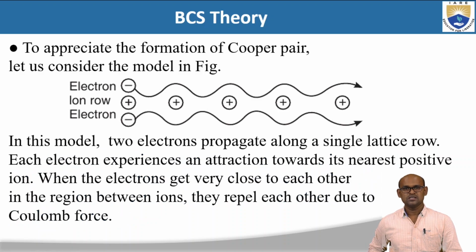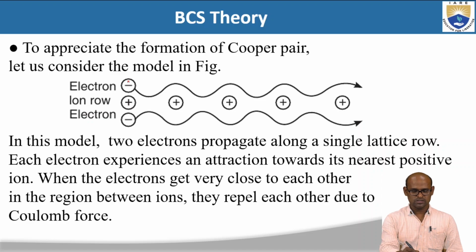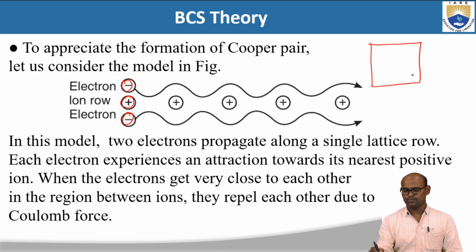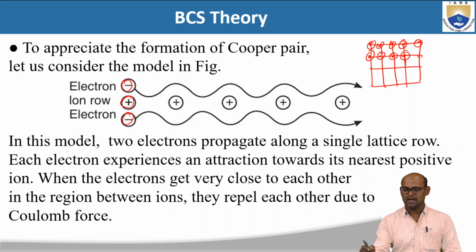This is to explain the BCS theory, how these Cooper pairs move. This is electron 1 and electron 2, and this is the ion. If you think of this as a lattice of a superconductor, all these atoms have lost their electrons, so they have become positively charged ions. These lattice sites are occupied by positively charged ions, and the free electrons are moving in this lattice.